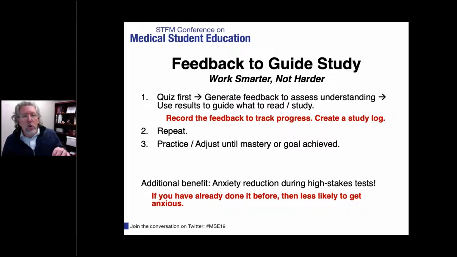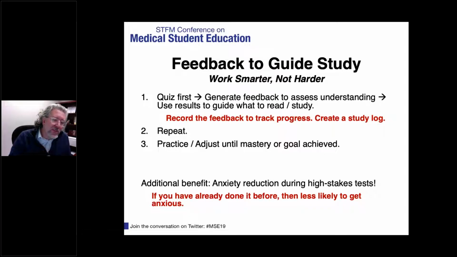So we quiz ourselves first, we generate the feedback to assess our understanding, and then we use the results to guide what we're going to read and study. Once you read and study, test yourself again. Continue this process until you've mastered the material or you've achieved the goal that you're setting out to do.